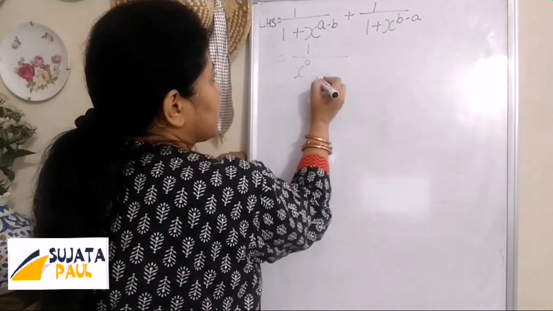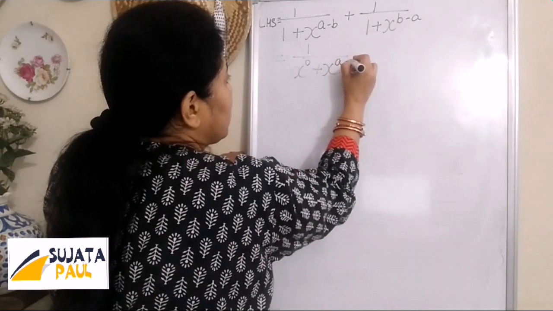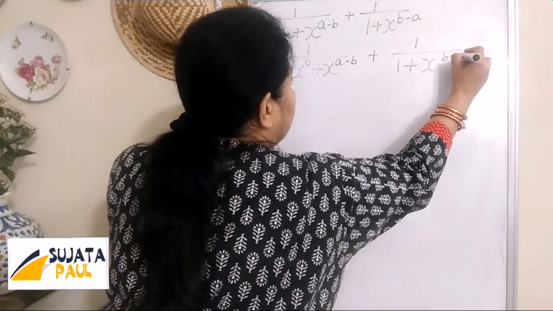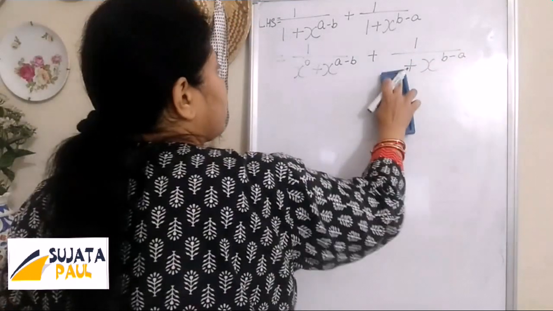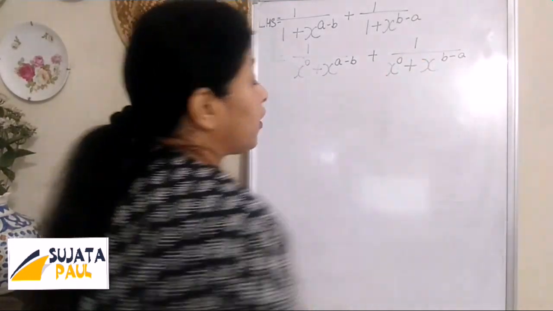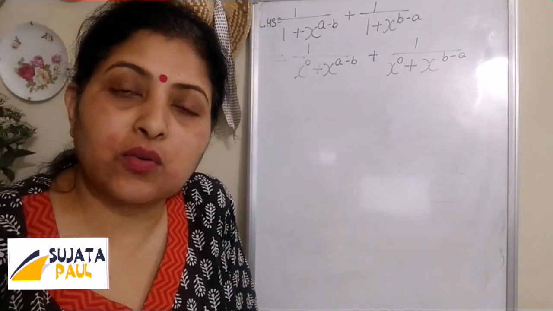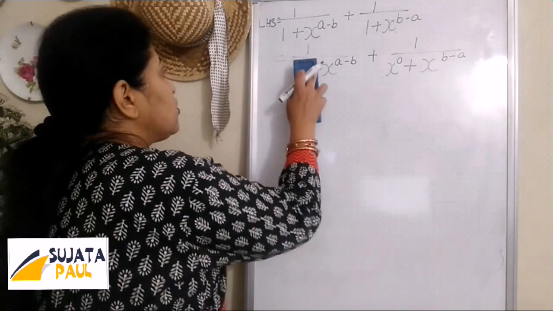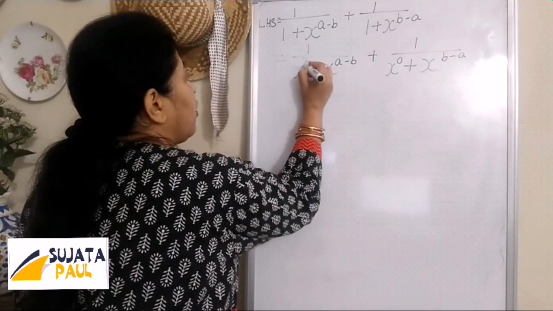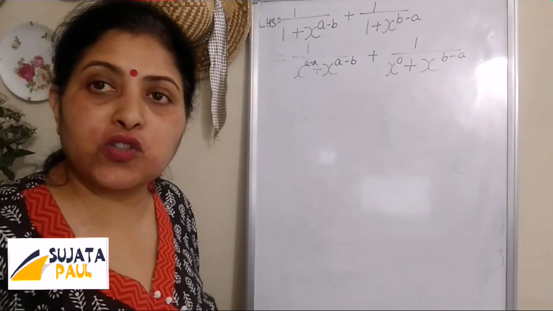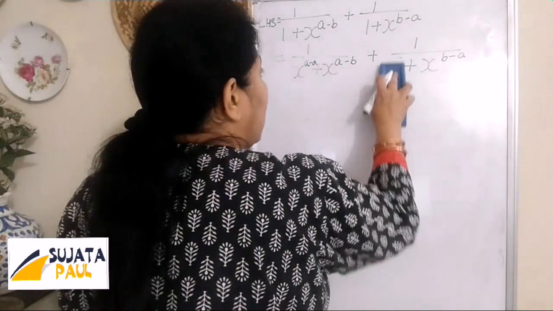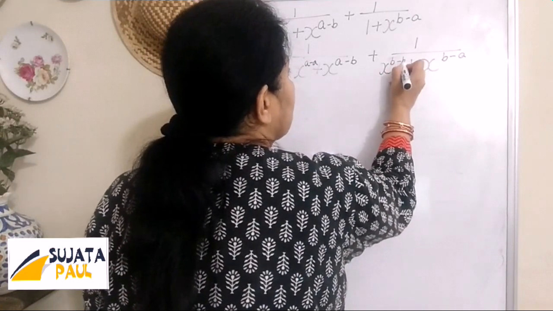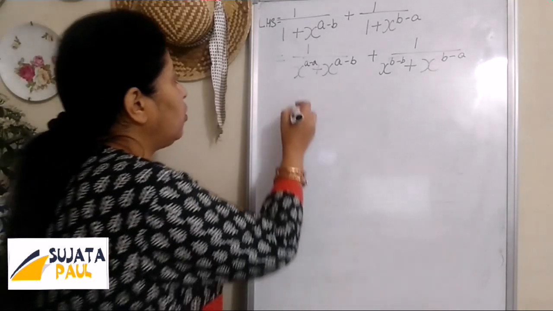I can write this as x raised to the power of 0 plus x raised to the power of minus b plus 1 upon 1 plus x raised to the power of b minus a. And here also I will remove this and write x raised to the power of 0, because x raised to the power of 0 is equal to 1. But here what I want to do is make it even more simpler. So I will write x raised to the power of a minus a. A minus a will also be 0, and here, because b is given here, x raised to the power of b minus b. Clear? And now let's look at this.